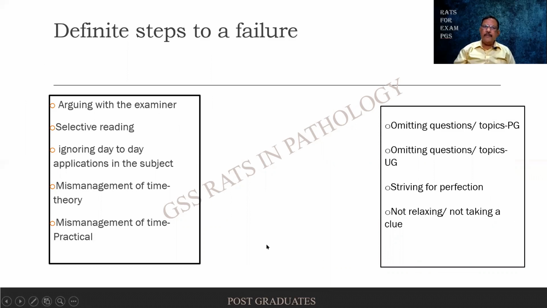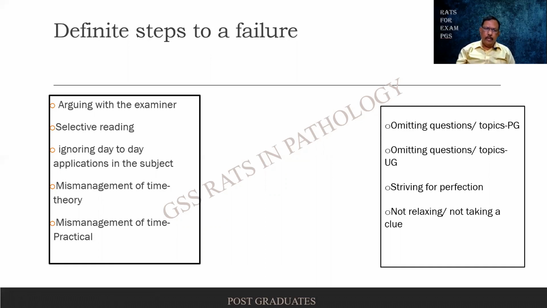There are some definite steps to failure. So far I said, there is always a chance to pass. One of the definite steps to failure will be arguing with the examiner. Selective reading, reading one, omitting something else. This includes theory and practicals. Ignoring the day-to-day applications. You are able to answer the molecular classification of the neurogenic tumors, but you will not be telling me the different methods of hemoglobin estimation.